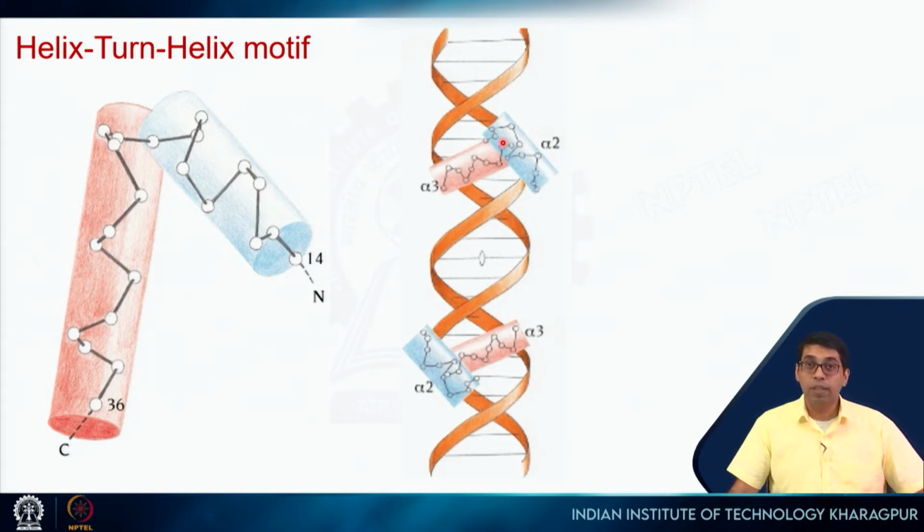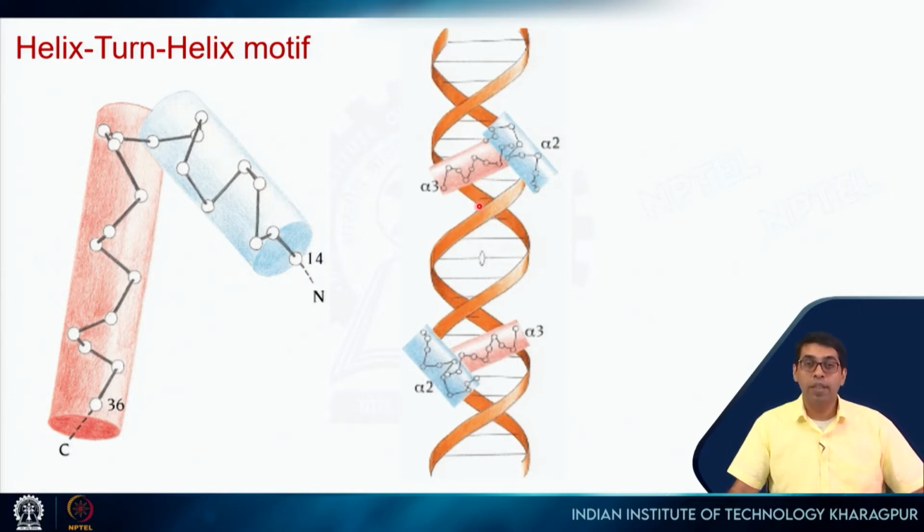It turns out that the size of the major groove and the radius of the helix fit so well that the side chains coming out of this helix can nicely interact with the bases as well as the phosphate and sugar group on the DNA. So a helix will insert itself like this and it can interact with the DNA.